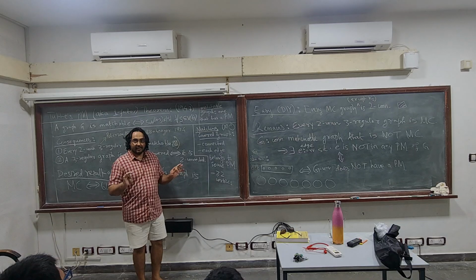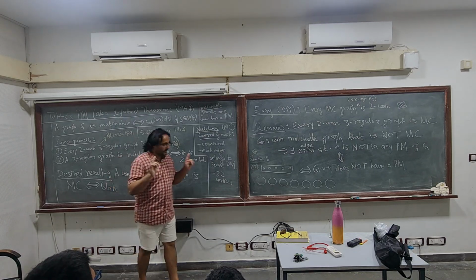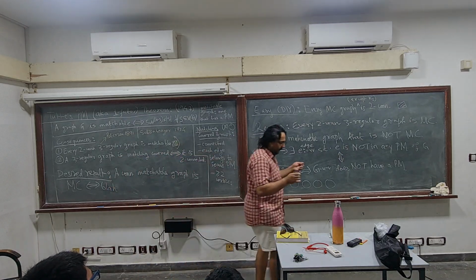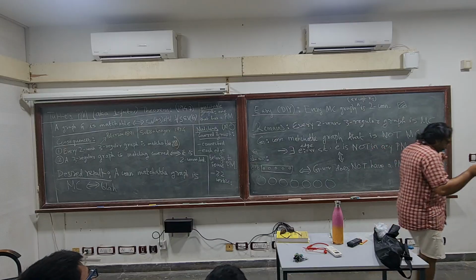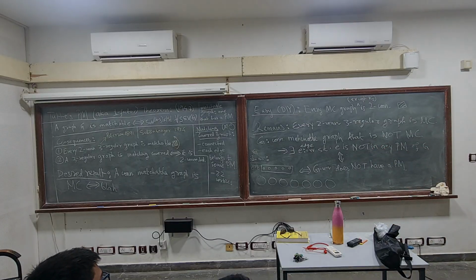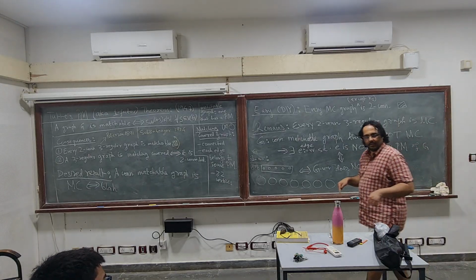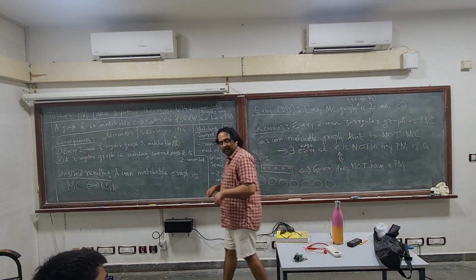You all agree? In the graph G, there is a set of k vertices, including U and V, which are the ends of the original edge we chose, so that when we delete these k vertices, we get exactly k odd components. You all agree? Okay.